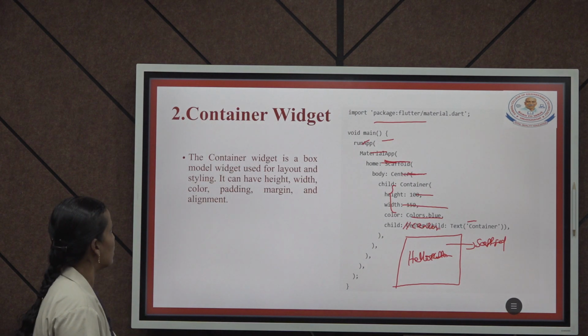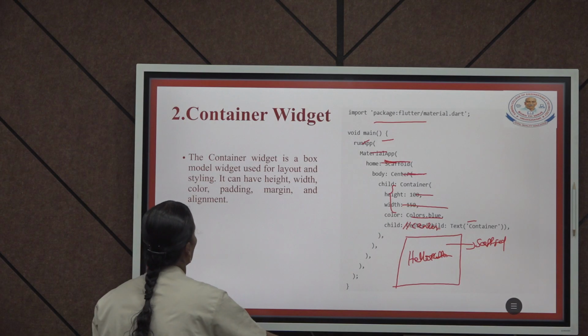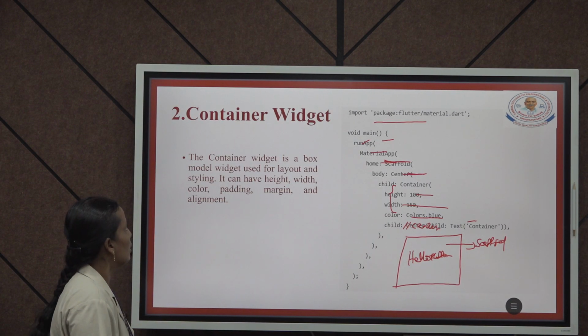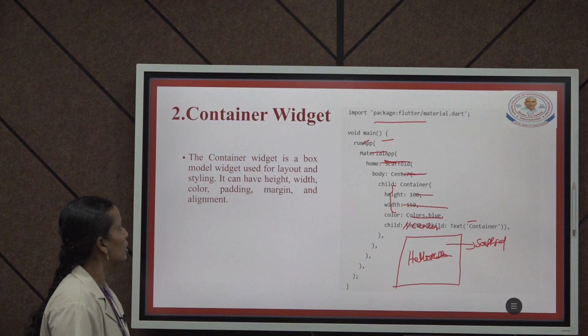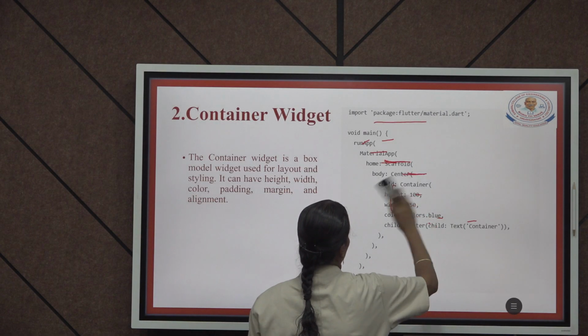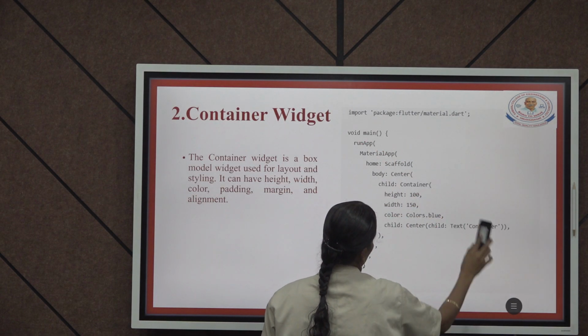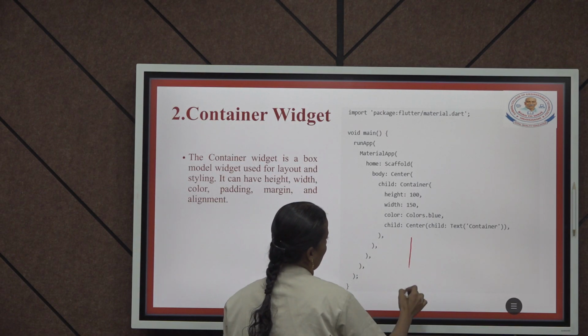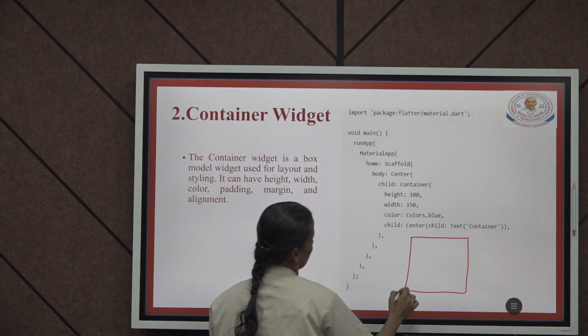Next, the container widget. The container widget is a box model widget. It is used for layout and styling. It can have height, width, color, padding, margin and alignment. The application output shows like that.